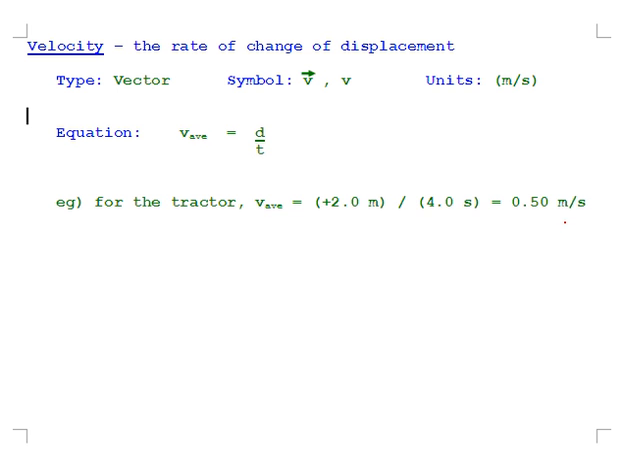So that's the kind of question I might ask you on the Chapter 2 test: give you a little picture and say, what's the velocity? Well, you even have to know what velocity is as well as displacement in order to get that.